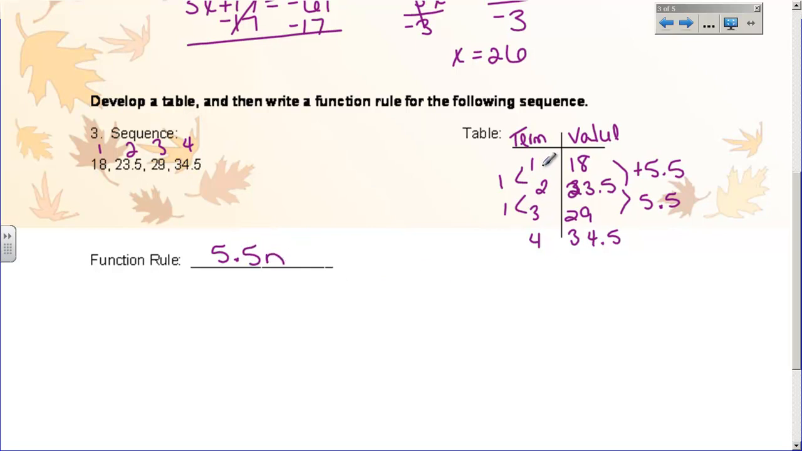If I do 5.5 times 1, I get 5.5, but I need that to equal 18. So in order for that to happen, I have to add 12.5. So 5.5 times 1 is 5.5, plus 12.5 is going to be 18. And so that's where my function rule came from.